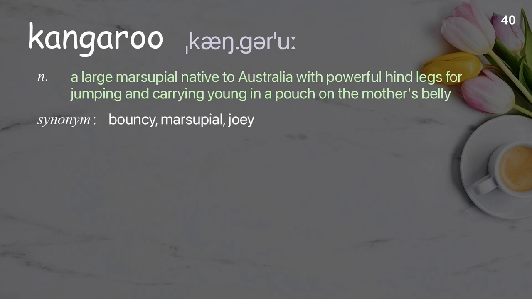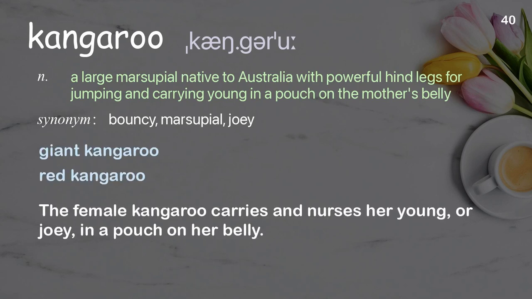Kangaroo. A large marsupial native to Australia with powerful hind legs for jumping and carrying young in a pouch on the mother's belly. Examples: giant kangaroo, red kangaroo. The female kangaroo carries and nurses her young, or joey, in a pouch on her belly.